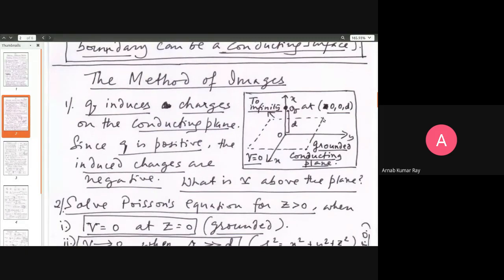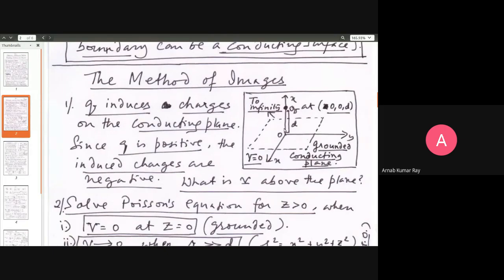On the XY plane, there is a grounded conductor, a plain conductor, a sheet of copper, let us say. Copper is a good conducting material. It's a sheet of copper, and it is grounded on the XY plane. Grounded means that its potential is zero. I hope you are aware of that fact.